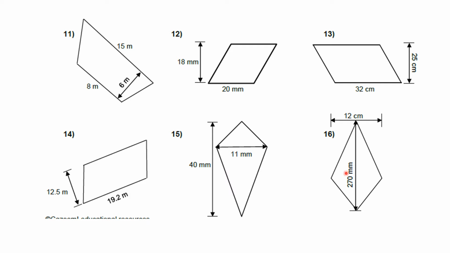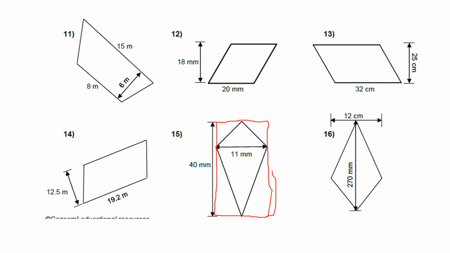And then we've got 15, 16, we've got 2 kites. Now there's a bunch of different ways you can do kites. For these ones here, the most simple way to look at it is that a kite represents half of this rectangle. Because this is a triangle.